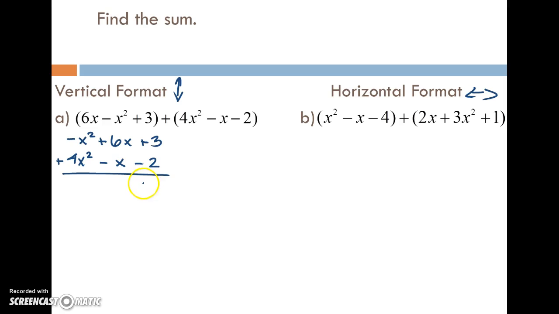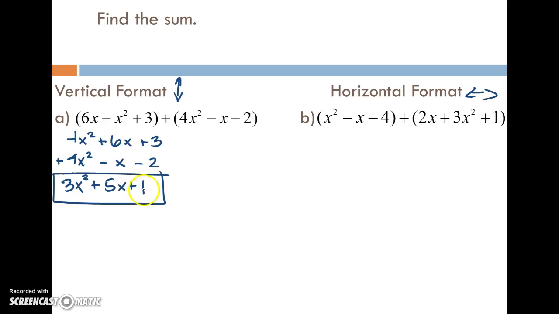So 3 minus 2 is 1. 6x minus x is 5x. Was that a positive 1 or a negative 1? Positive 1. So 6x and that's a positive 5. If you go from left to right, that's fine as well. Negative 1 plus 4 is 3x. This is where I'm not going to put the positive sign, squared. There you go. That's your vertical format.